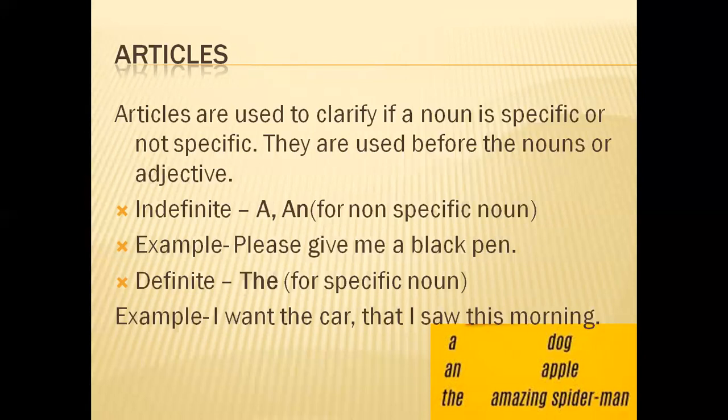On the other hand, the is a definite article, meaning the speaker is referring to a specific noun. For example, we went to the best restaurant in the town. I want the car that I saw this morning. The is also used before the names of rivers, holy books, mountain ranges, seas, oceans, etc.